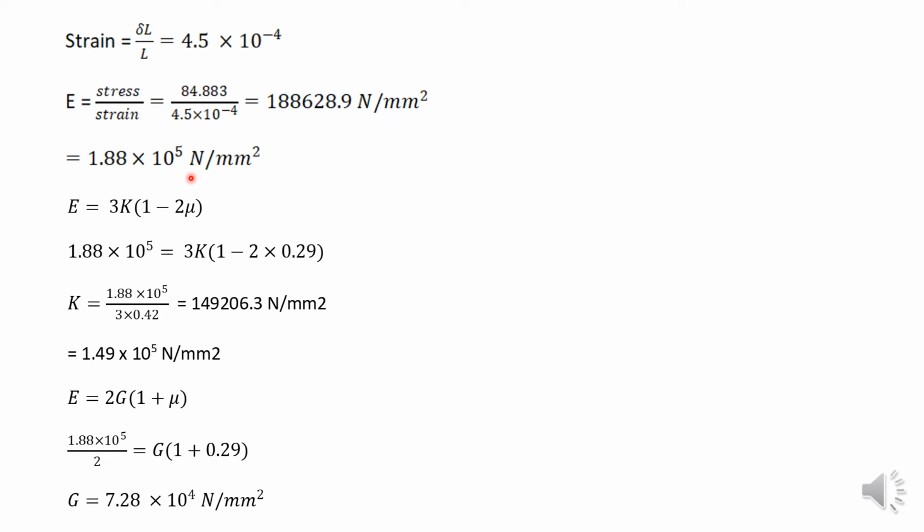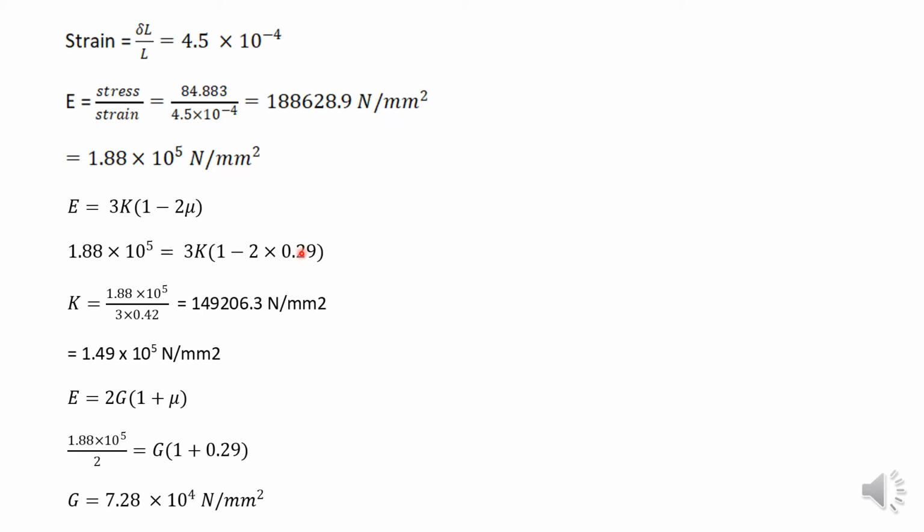So now we have the relationship between Young's modulus and bulk modulus as E is equal to 3K into 1 minus 2 mu, where E is Young's modulus, K is bulk modulus, and mu is the Poisson's ratio, which can also be represented as 1 by m. So E, the value we obtained earlier, 1.88 into 10 raised to 5, is equal to 3 into K, into 1 minus 2 into mu.